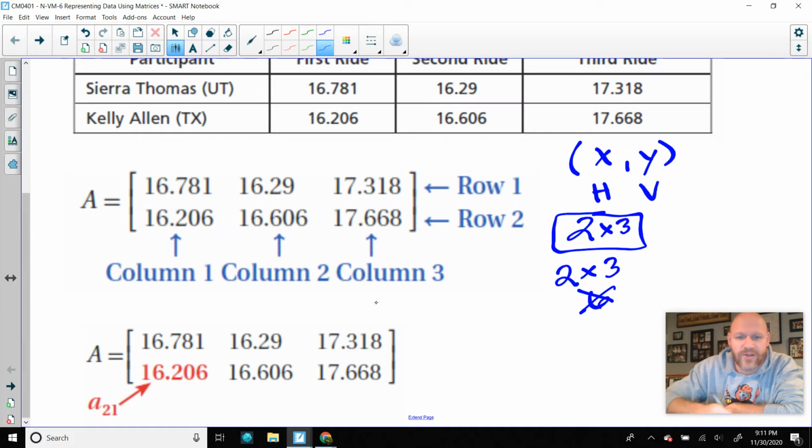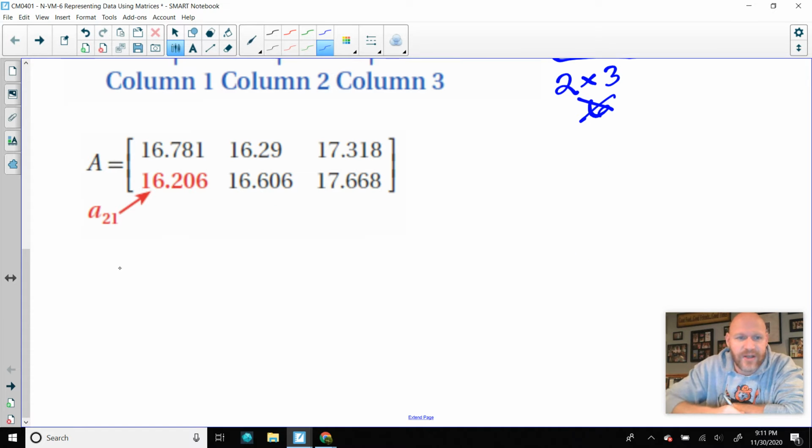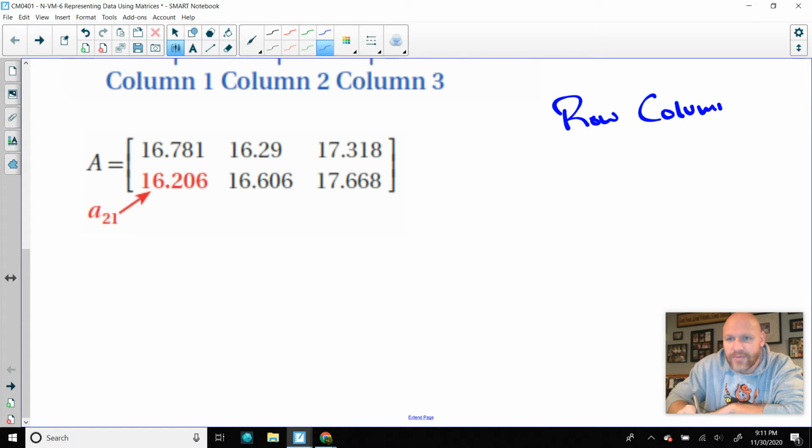And then we move on to what's called elements. Each of these numbers within a matrix is an element. So this number right here is an element. This number right here is an element. And each element has an address. And the address is just going to be what row and column it's in. Now remember, rows always come first and columns come second.